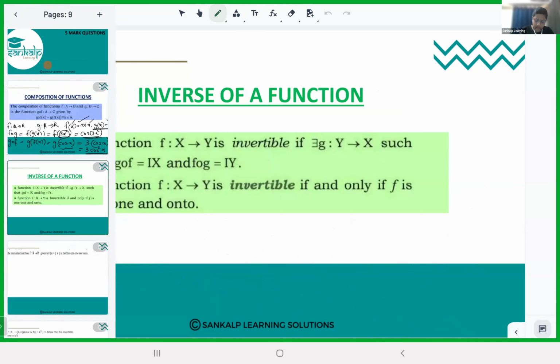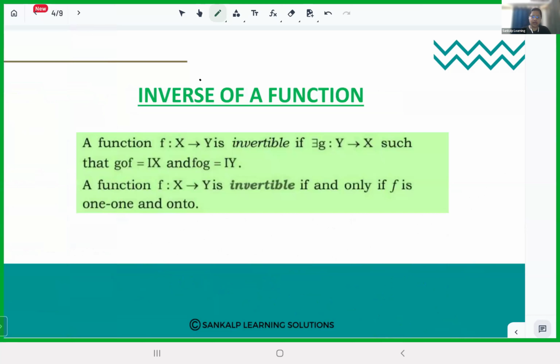Now we'll have a quick reflection on what is inverse of a function. All right. Inverse of a function.